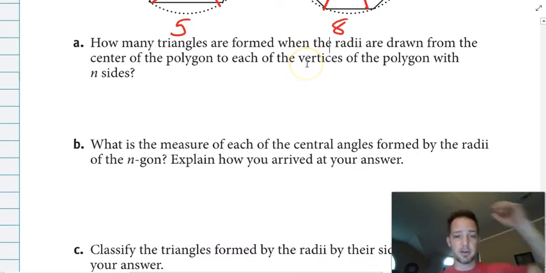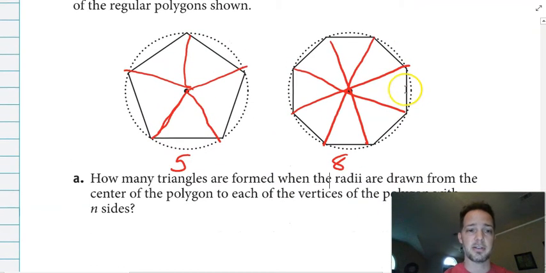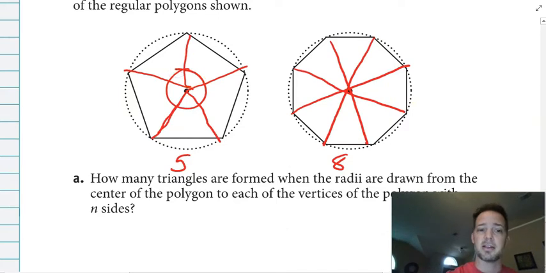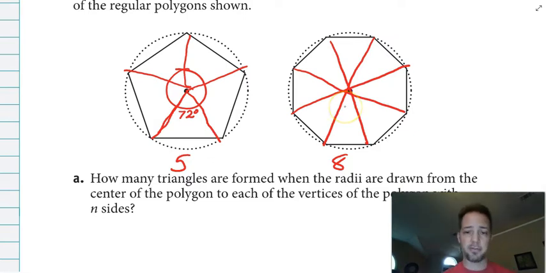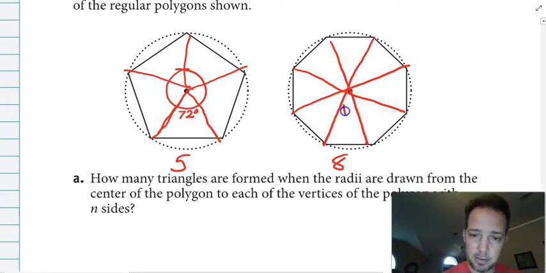All right. For the next question, it says, what is the measure of each of the central angles? So how can we figure out the central angles? Just like we did on the hexagon, we can take 360 degrees around that center point and divide it by however many isosceles triangles we created. So this one, 360 divided by 5, tells us each of these central angles is 72 degrees. 360 divided by 8 gives us 45 degrees for each one of these.